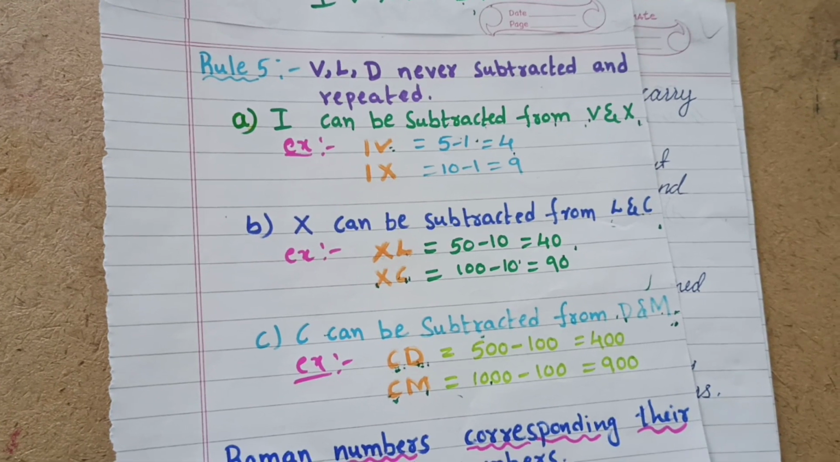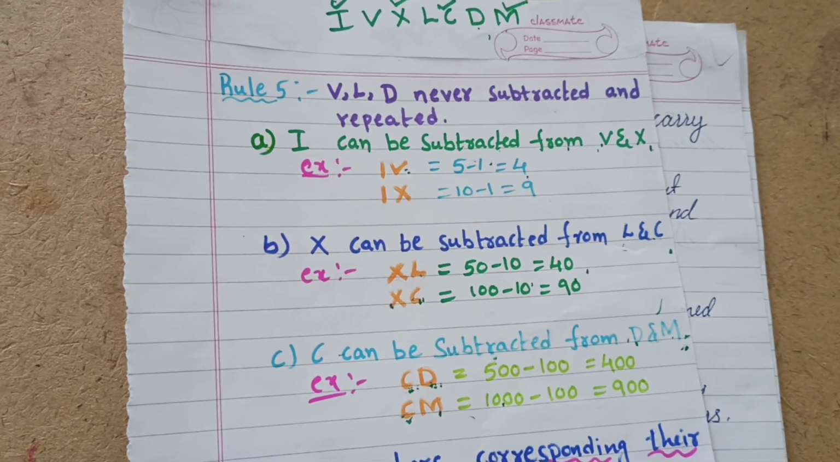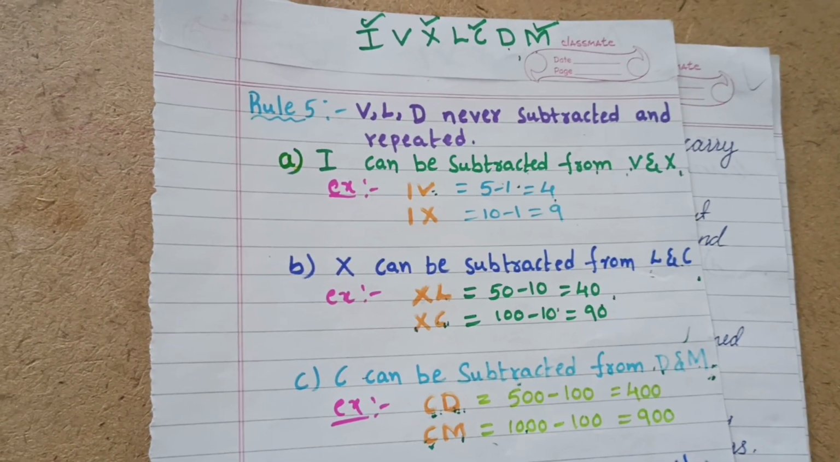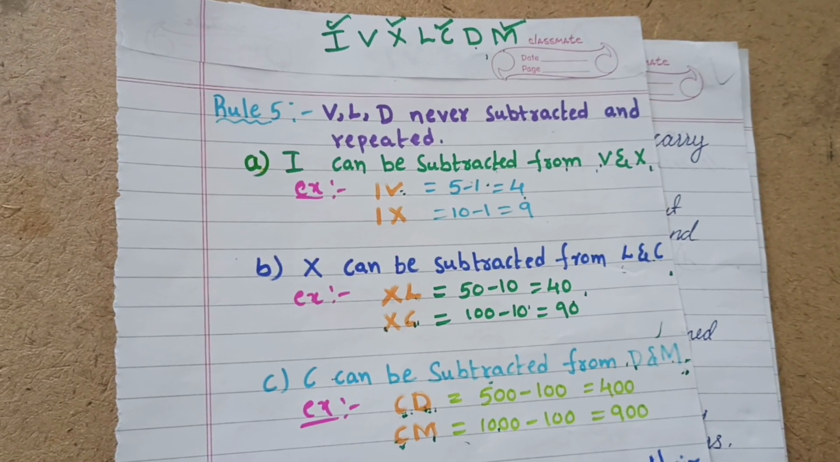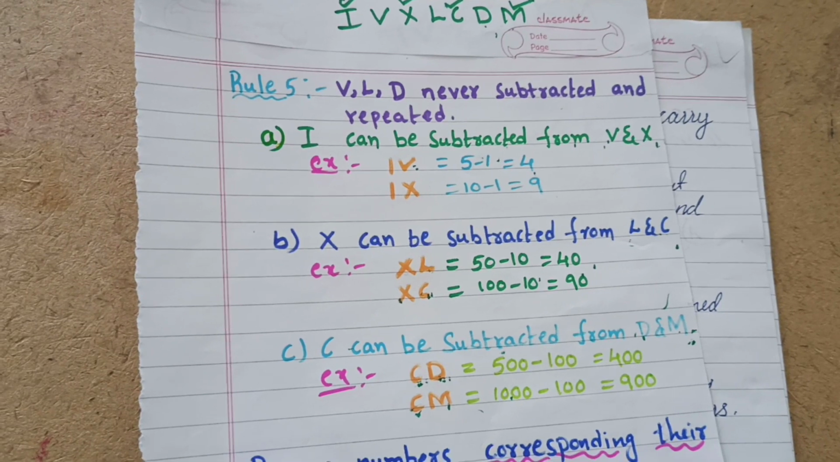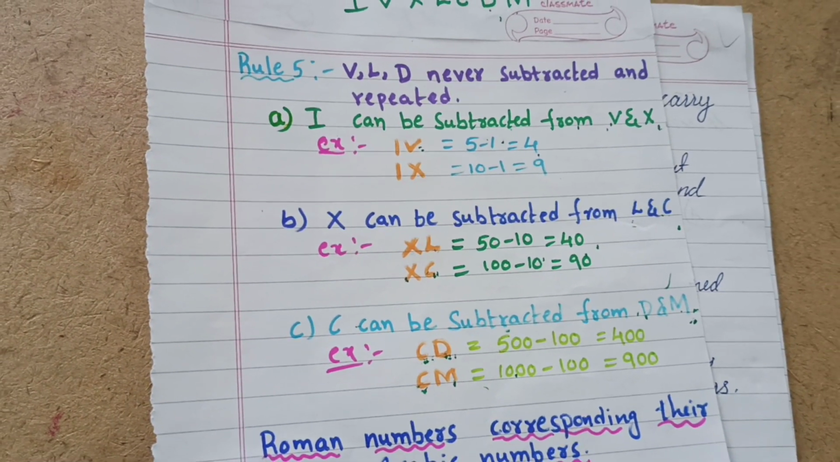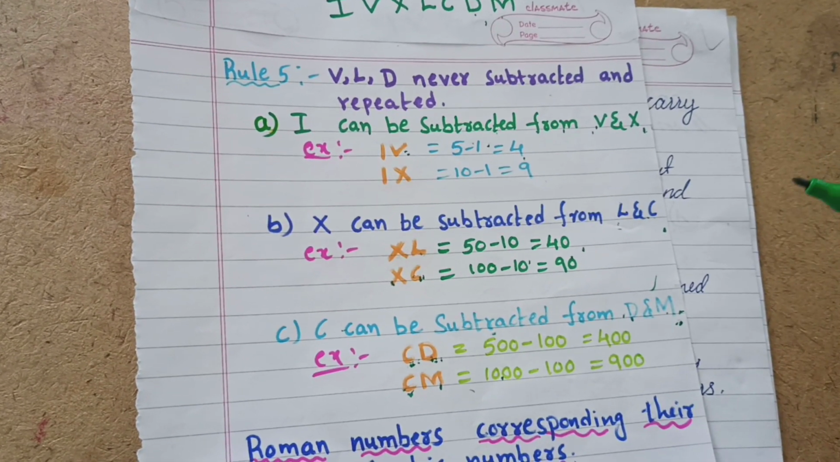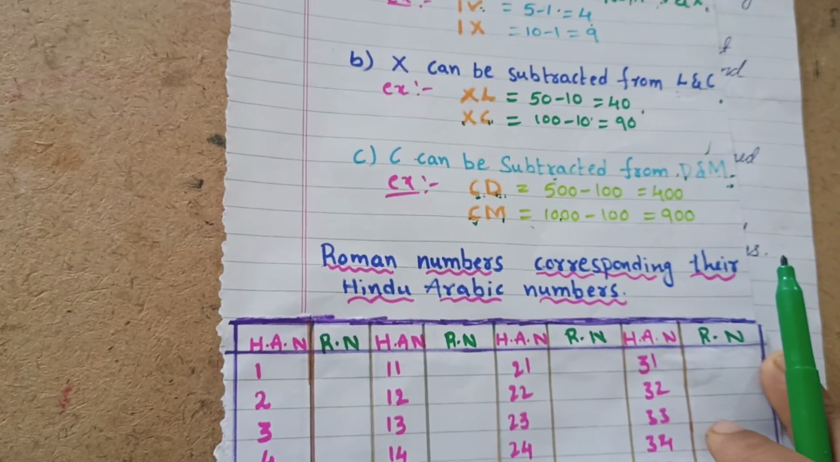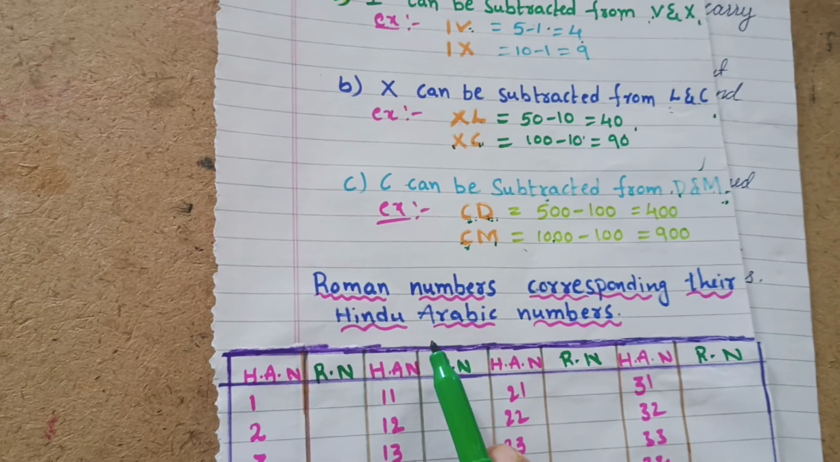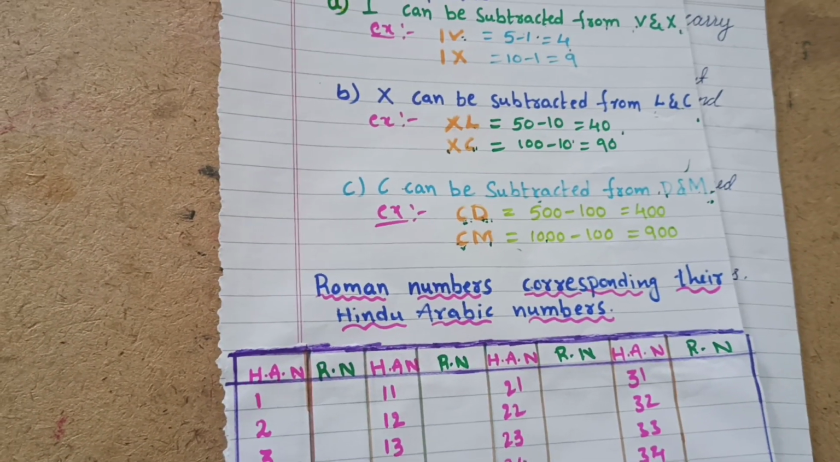Okay? Yes. We have to follow these rules. Rule 1, 2, 3, 4, 5. We have to follow these rules while we are writing Roman numbers. Let us see how to write Roman numbers corresponding to their Hindu-Arabic numbers.